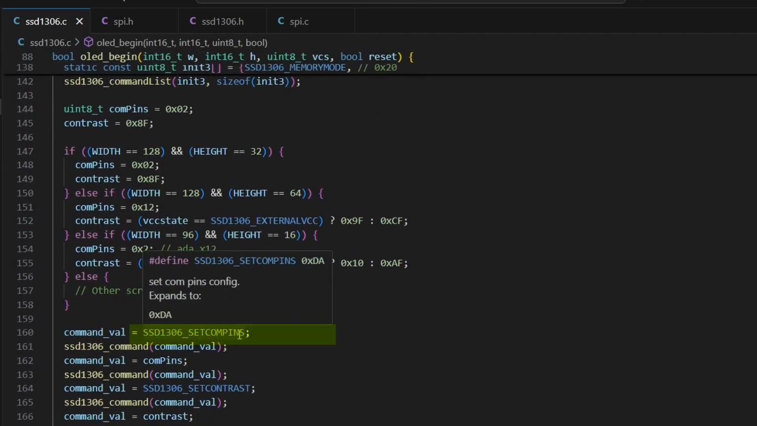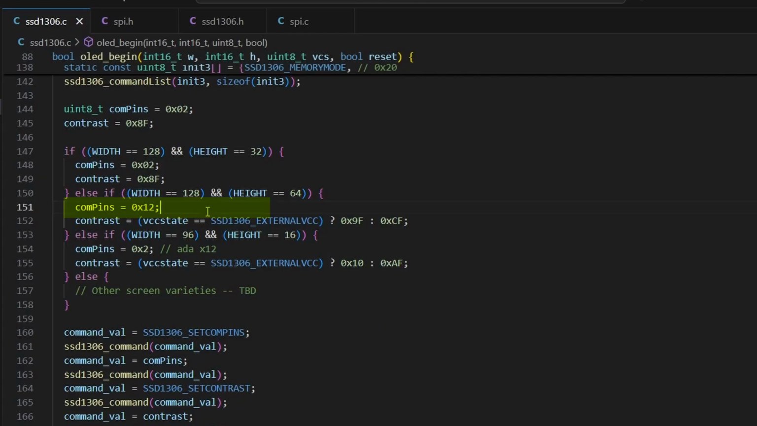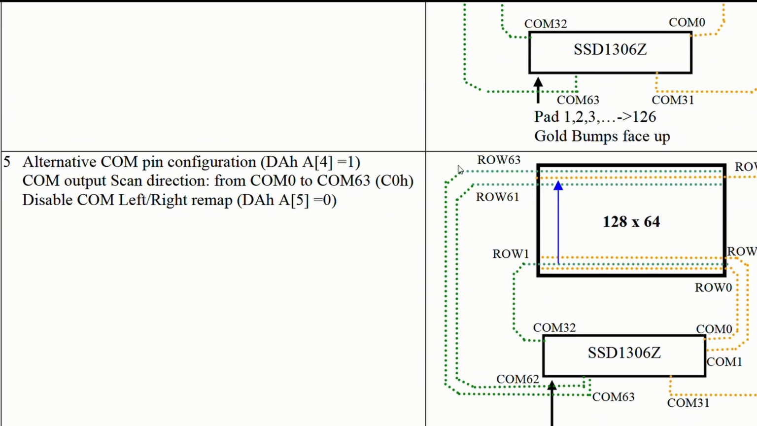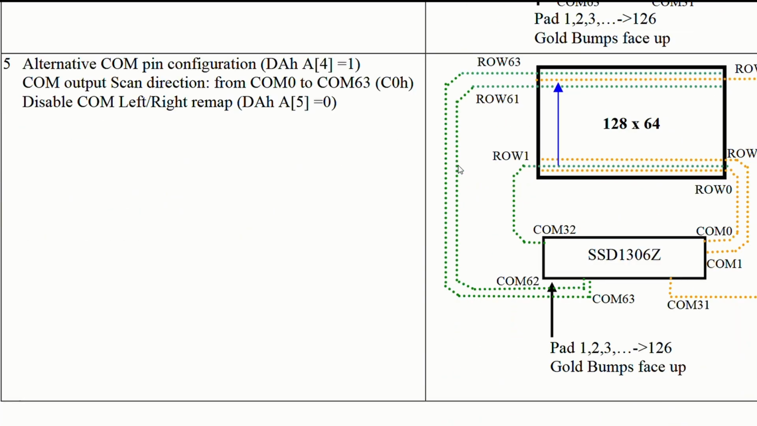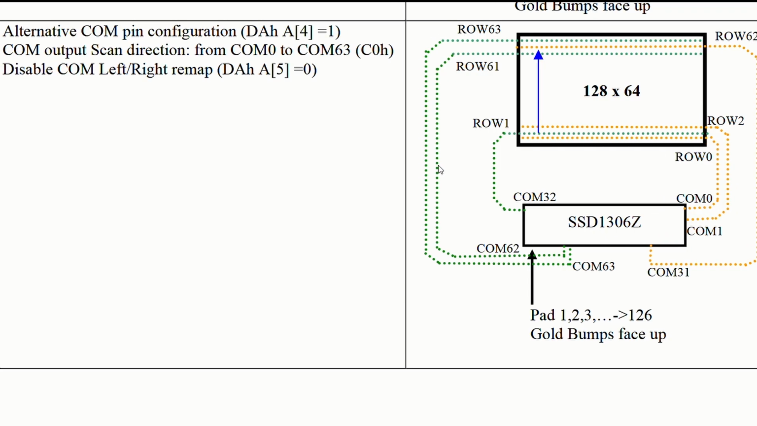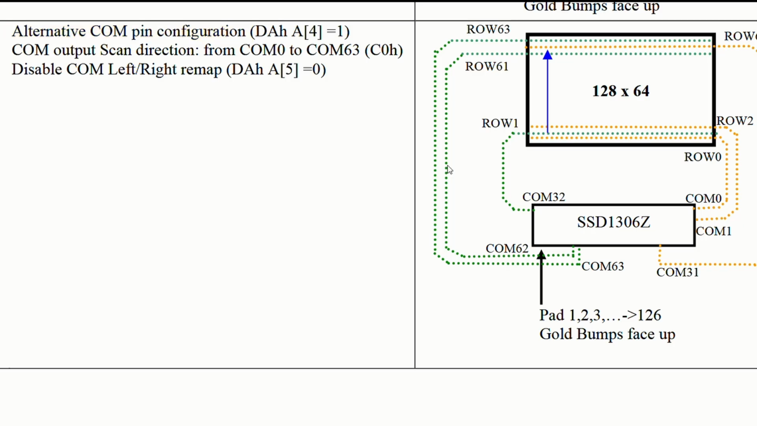0xDA, 0x12 is for COM pin hardware configuration. This depends on your hardware wiring and the COM scan direction. Let me give an example. If you are using 0xC0 and the resolution is 128x64, the mapping looks like this. COM 0 maps to row 0, COM 32 to row 1, COM 1 to row 2, and so on. This pattern is called the alternative COM pin configuration. And we will show in practice how changing it affects the output.